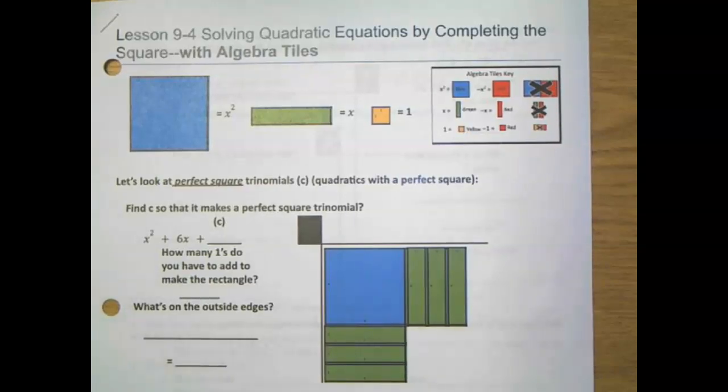Okay guys, so this is 9-4, which is a completely new kind of concept for you. We're using those algebra tiles. We cut a lot of them before Christmas break, and if you'd like to have your own set, you may. There's also a website that can help you do these as well, and we're going to get into that later. All right, so here we go.